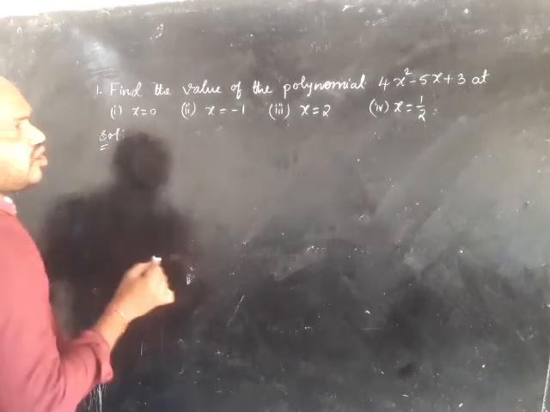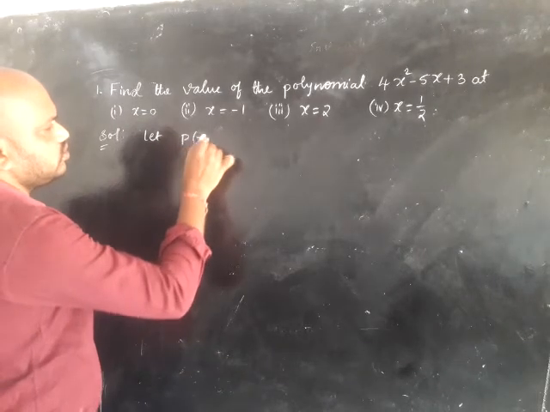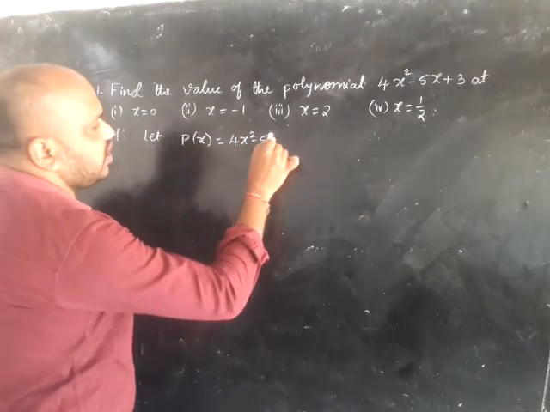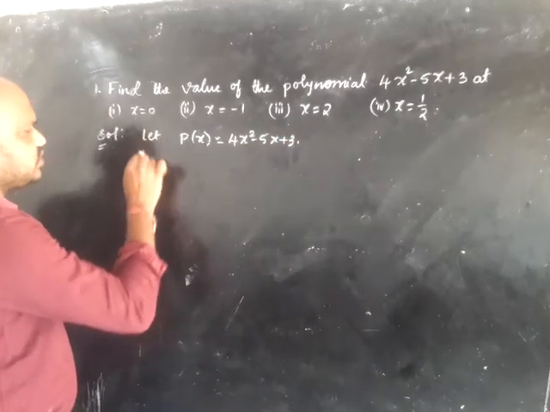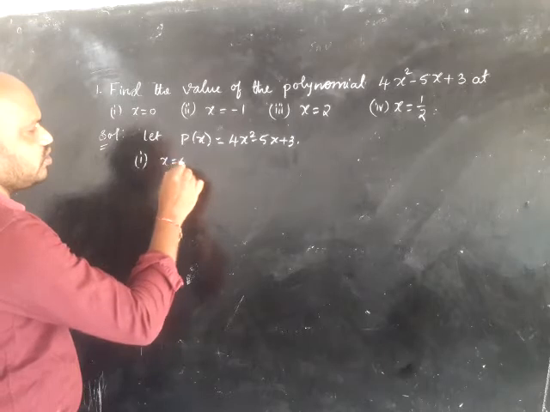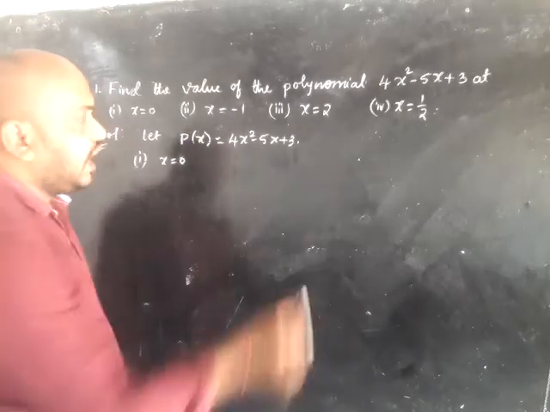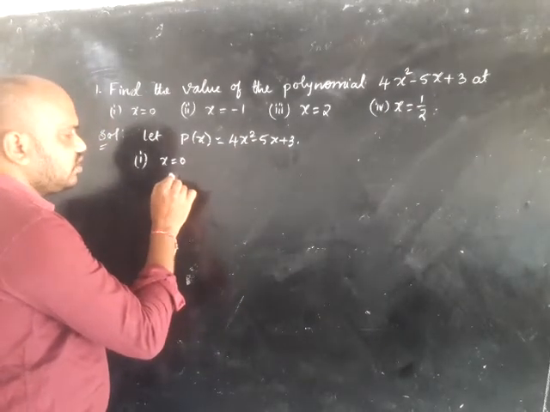Take the given polynomial as p(x) = 4x² − 5x + 3. Now what is the first one? At x = 0, we have to find the value of this polynomial. Nothing but in place of x we have to replace it with 0. See here.